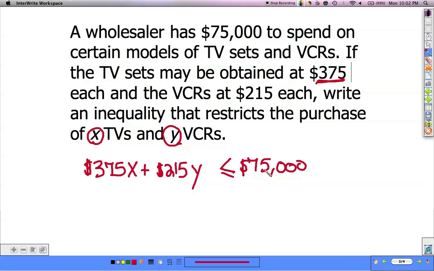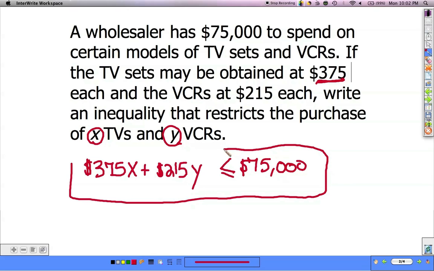$75,000. So it doesn't matter how many TVs I get, as long as the amount of VCRs I get balances to keep all of that under or up to $75,000. And that's it. That's writing the inequality, or the linear inequality, to restrict the purchase of TVs and VCRs.